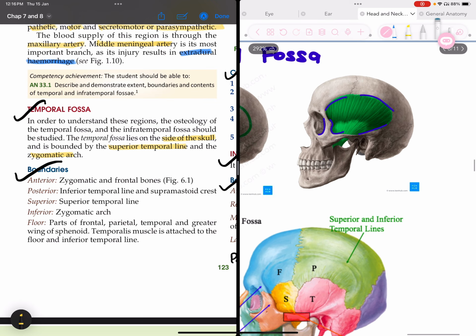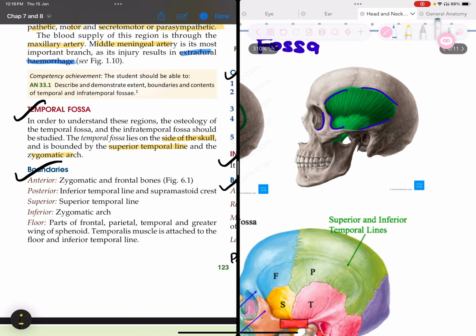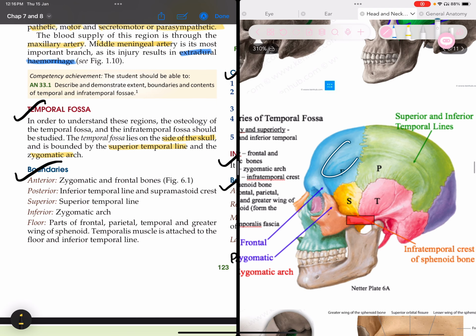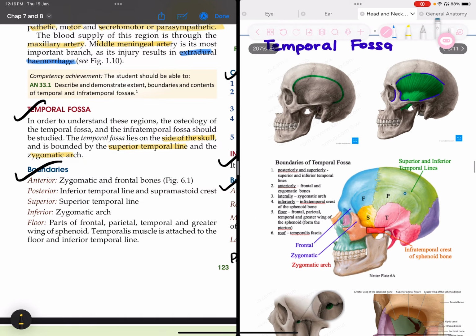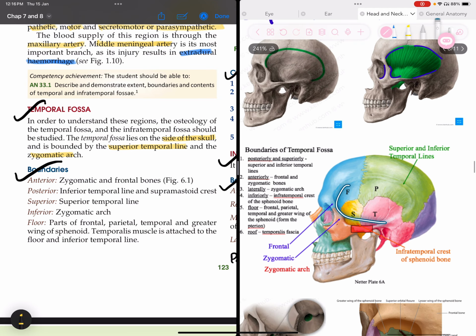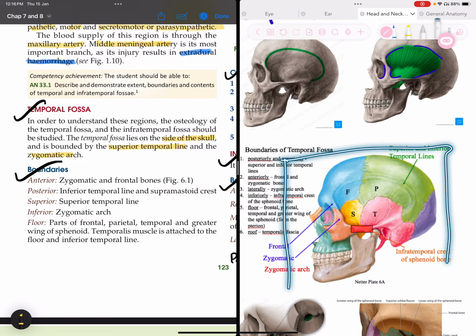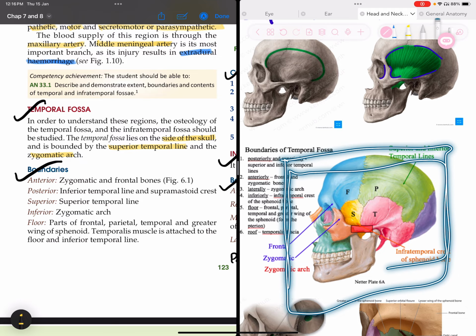So when you talk about the boundaries, anteriorly it has zygomatic and frontal bones. So you can see this is the frontal bone, this is the zygomatic bone, which is the cheekbone, right? So if you notice, this is your entire temporal fossa. So anteriorly you have zygomatic and frontal bones, so that is the anterior border. I hope you won't forget that. Just have a photographic memory and just paste this in your memory.